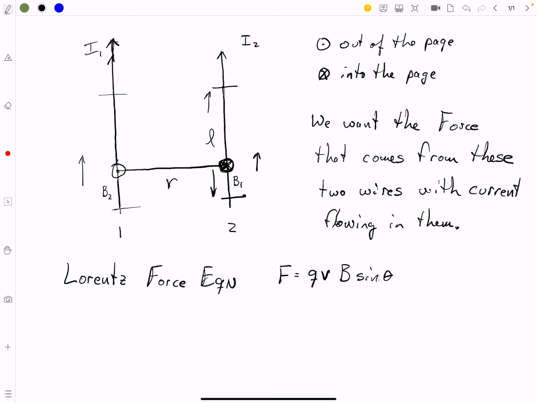Okay, so our velocity would be then the length L divided by the time that it takes to get across L, because V equals our distance over time. So that's going to equal our length over time. And we can rewrite this then as Q times length divided by time.